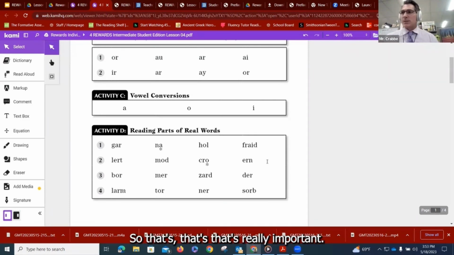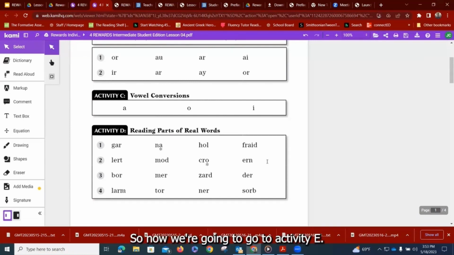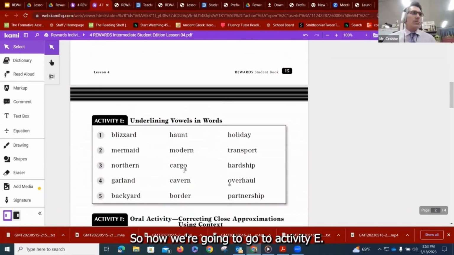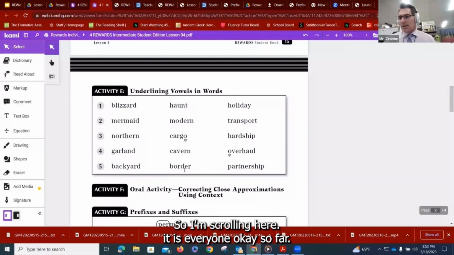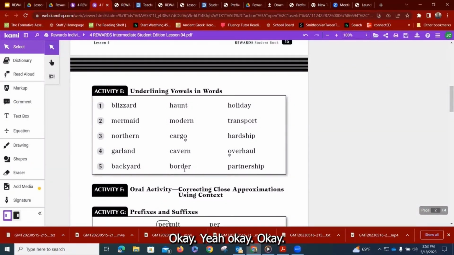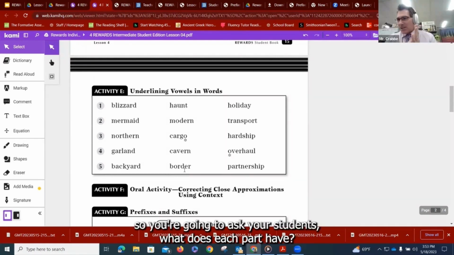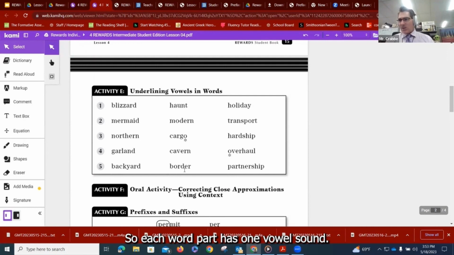So that's really important. Okay, so now we're going to go to activity E. I'm scrolling here. Is everyone okay so far? Do you have any questions before I keep going? Okay. You're okay? Okay. So you're going to ask your students, what does each part have? Each word part has one vowel sound. So watch me find the vowels in these words.